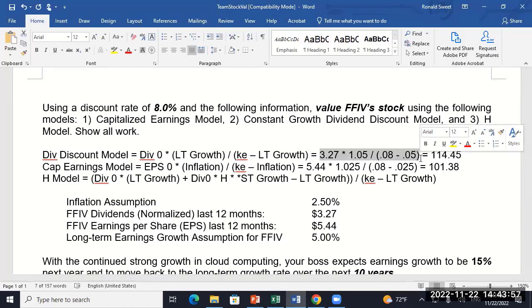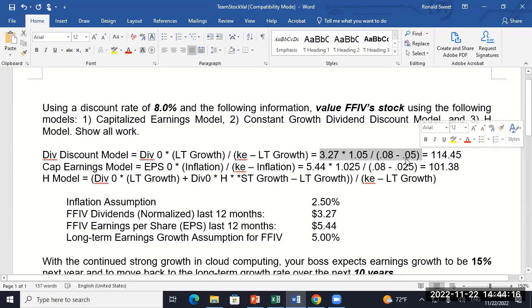And then now team 4, the reason I question your answer is your H model is a lower number than your dividend discount model. When can the H model be lower than dividend discount model? Only if your short-term growth is lower than your long-term growth, which is not the case here. So y'all had something happen there. Y'all's number looks awfully high to me, but we'll see.